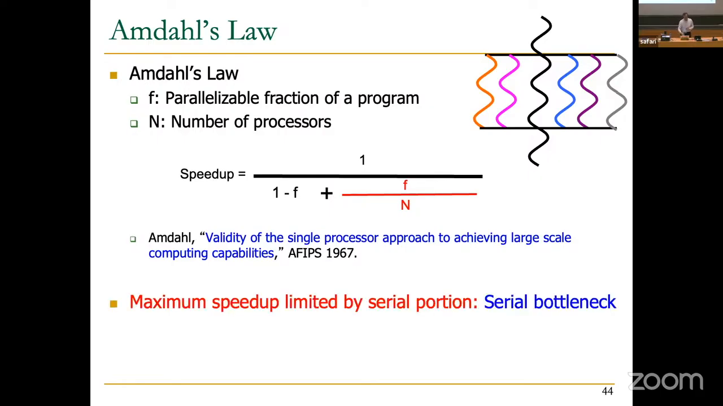So basically, that's what this says. Maximum speedup is limited by the serial portion. This is called the serial bottleneck. And this serial bottleneck term especially came about because of vector processors. People basically said, oh, we have the serial bottleneck. What do we do about it?